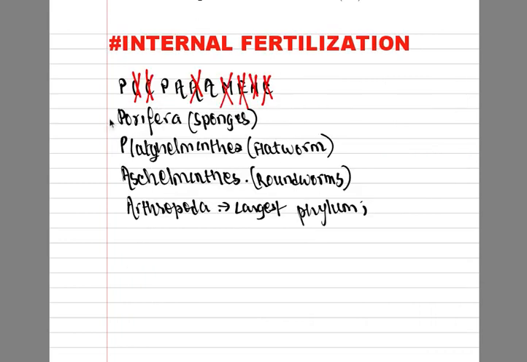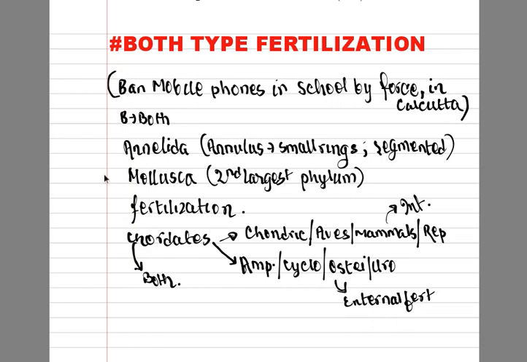Porifera, platyhelminthes, aschelminthes, arthropoda, these are internal fertilization. And ban mobile phones is both. AN for Annelida, M for mollusca. Force means fertilization, both type of fertilization, and C means chordates. This was all about the trick about these types of fertilization.